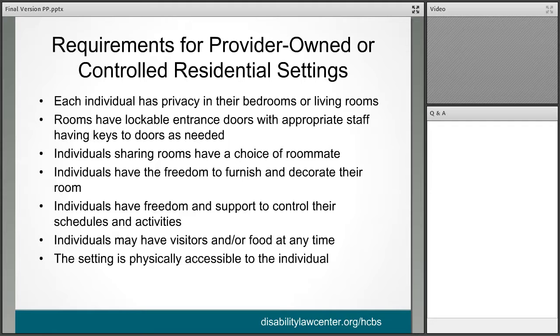So these additional requirements are that individuals need to have privacy in their bedrooms. Rooms should have lockable doors. People should have a choice of roommate. People should be able to decorate their own room. Individuals should be able to control their own schedules. And people should have visitors and food at any time. And then finally, the setting needs to be physically accessible to the individual.